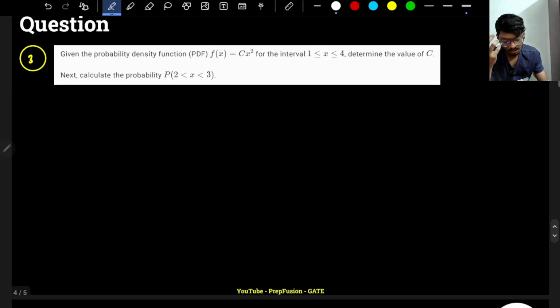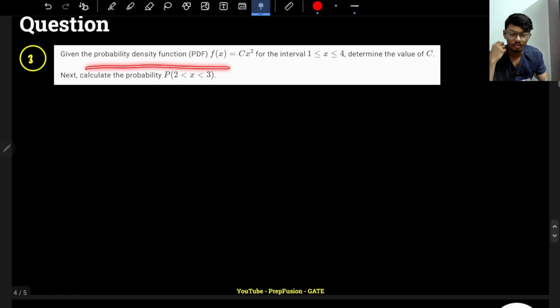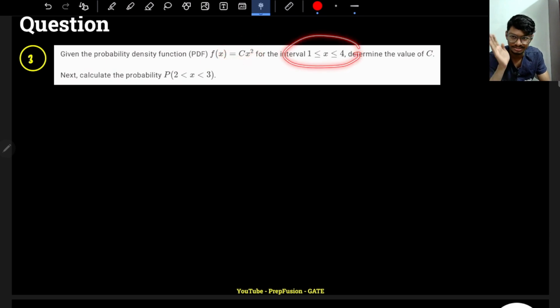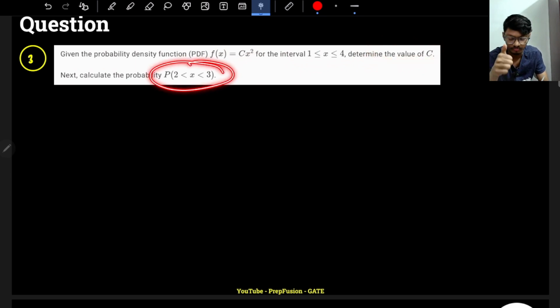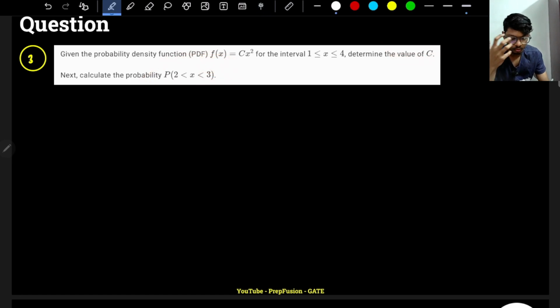The next question is again a very simple question. They have given you a probability density function f of x, defined between x equals 1 to 4. Determine the value of c. First determine the value of c, and actually the actual question was this: you have to find the probability that x lies between 2 and 3. This was the actual question. So how do we solve this?